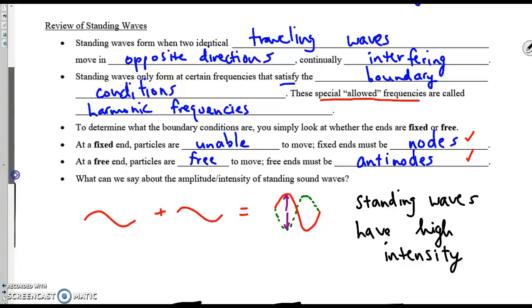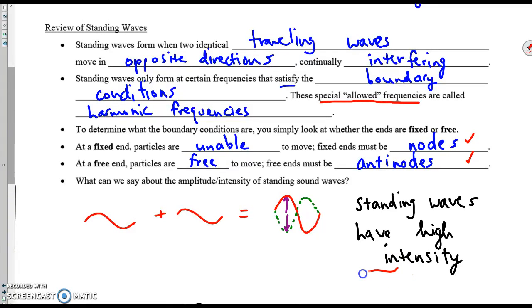And in the case of sound, the intensity tells you how loud the sound is. So standing sound waves are loud. They have high intensity.